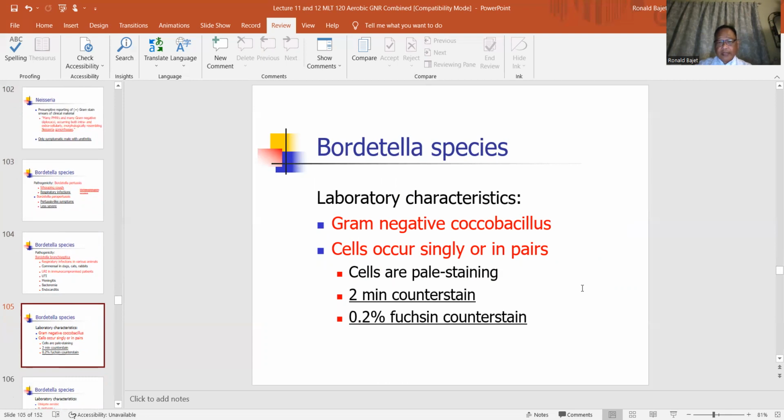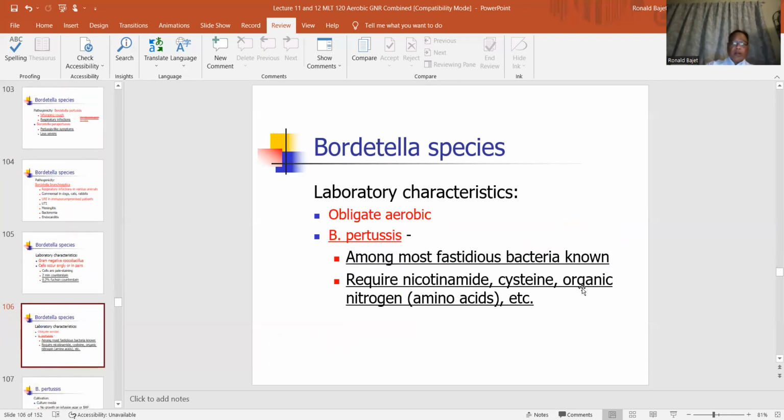Bordetella is a gram-negative coccobacillus that occurs singly or in pairs, and it's also pale staining. It's difficult to see. Bordetella is an obligate aerobe. For pertussis, it's among the most fastidious bacteria known. It requires nicotinamide, cysteine, organic nitrogen, and amino acids. So it has a lot of nutritional requirements.